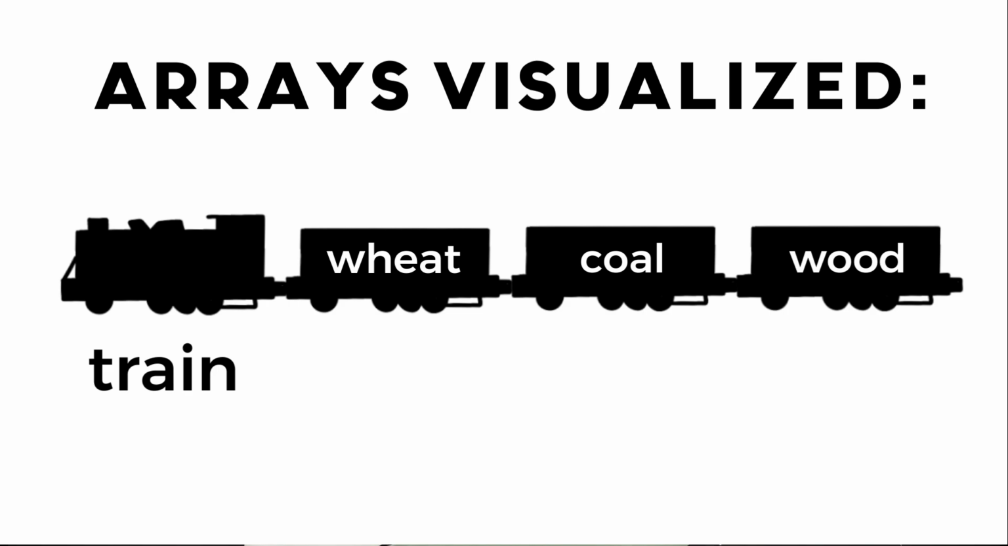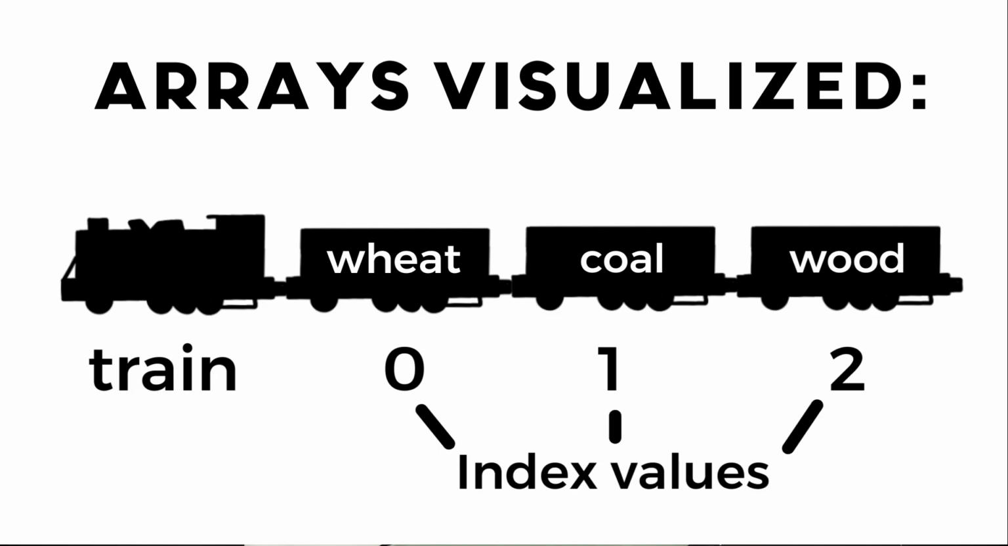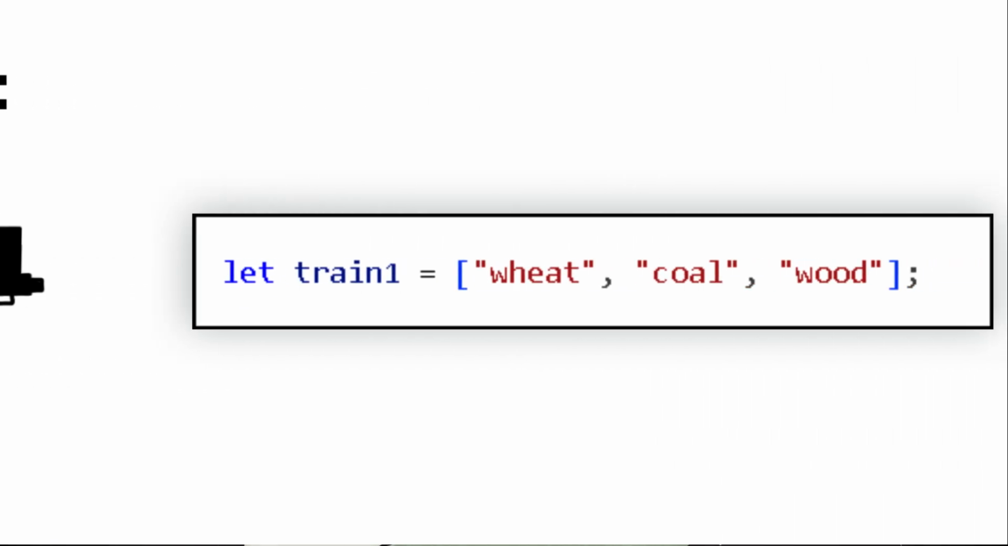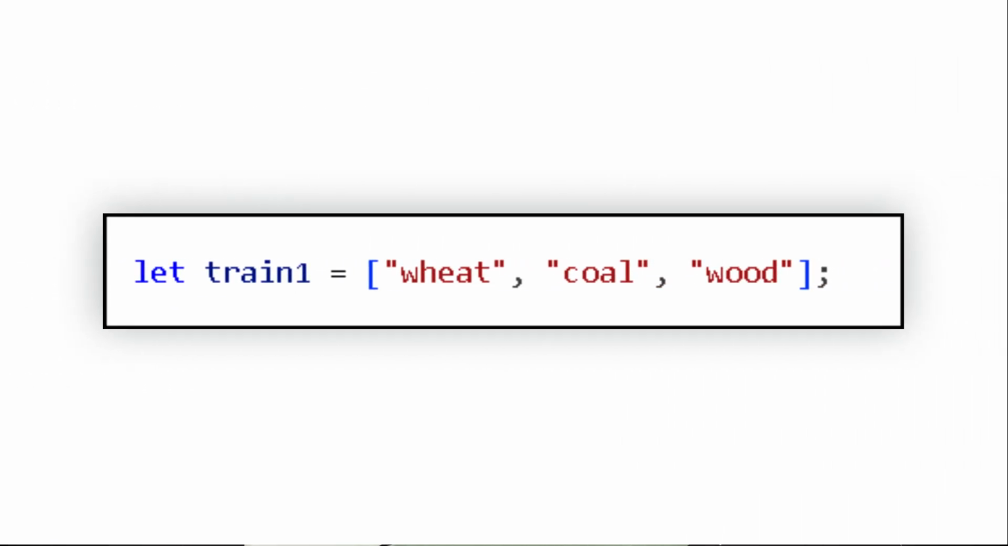Each array is basically like a train, where each carriage holds an item. The carriages are arranged in a sequence, and each carriage has a unique number, called its index, starting from 0. Let's convert the said example into an array. Let train1 equal to square brackets, wheat, coal, and wood. Here the array train1 represents a train with 3 carriages: carriage 0 with wheat, carriage 1 with coal, and carriage 2 with wood. You can access the items using the index value.